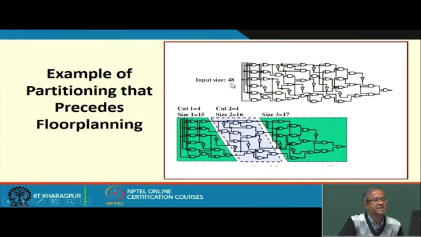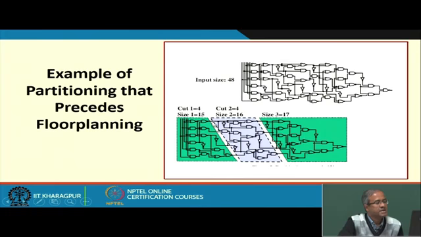Similarly, here I have an example where you can see that there is a gate level netlist. So, there are 48 gates. Suppose I want to divide it up into 3 partitions. The diagram below shows a good partition, where you can see the 3 partitions in different shades, where you see that the sizes of the partitions are approximately equal, 15, 16 and 17.